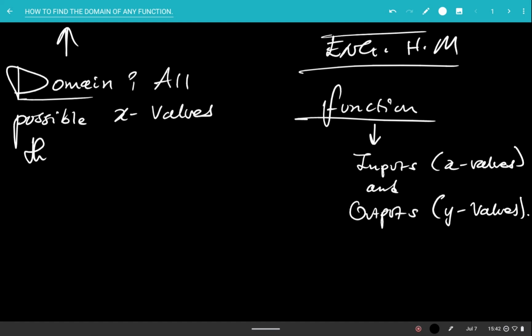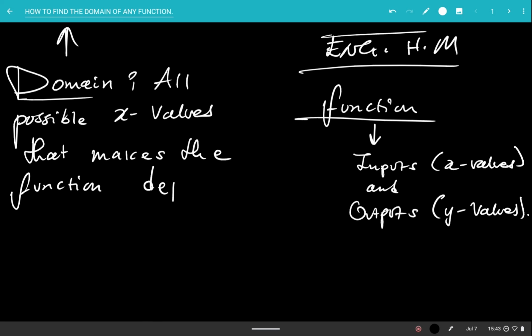Now, these possible input values shouldn't make the function undefined, which means that we should never have a case where we have 0 at the bottom of the root or the root of a negative number. So, we're looking at all possible x values that make the function defined. The whole goal is to look for values of x that will make the function defined. This is basically the knowledge about the domain.